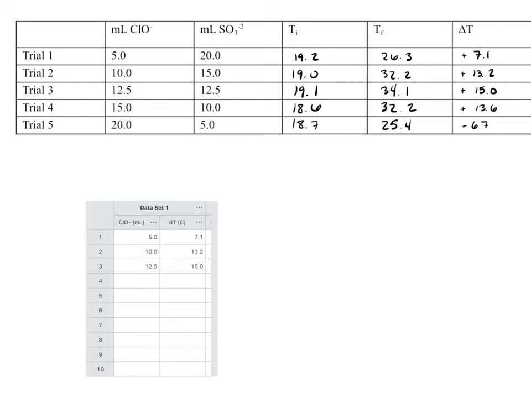Using our data from up above, I'm going to show you how you can create a graph using the manual entry function of the Vernier Graphical Analysis 4 app. So here we are. We've got our lab data. This is the same lab data that I posted to Schoology, and I did my delta T's.